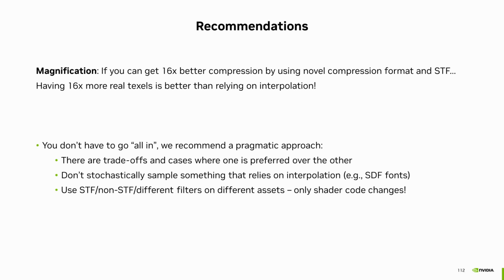You don't have to go all in. For magnification, there are trade-offs in cases where one is preferred over the other, and we definitely would not recommend stochastically sampling something that relies on interpolation, such as signed distance field fonts. You can decide whether to use filtering after shading, stochastic texture filtering, or a different filter per asset or texture type. Only a few lines of shader code change, so it's extremely simple to just test and compare.